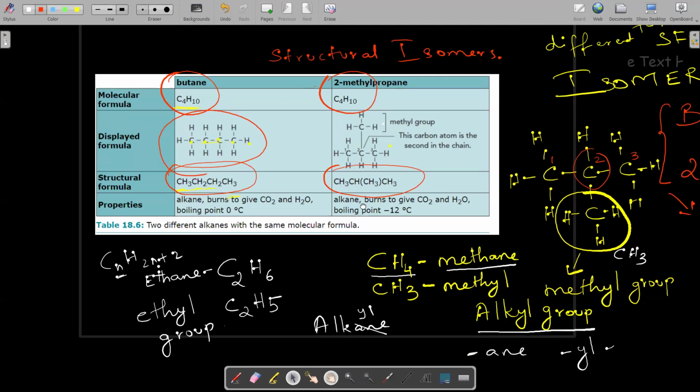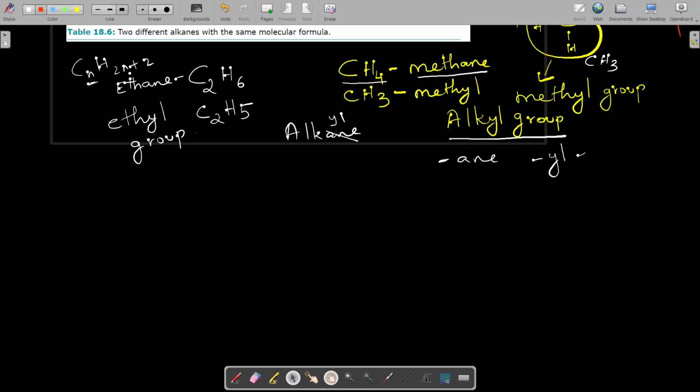Let me move this up a little, because let's see another example for structural isomerism. It can be shown by members of any homologous series, not only alkanes. It can be shown for alkenes, carboxylic acids, alcohols. For example, let's try writing butene. Butene has 4 carbons.